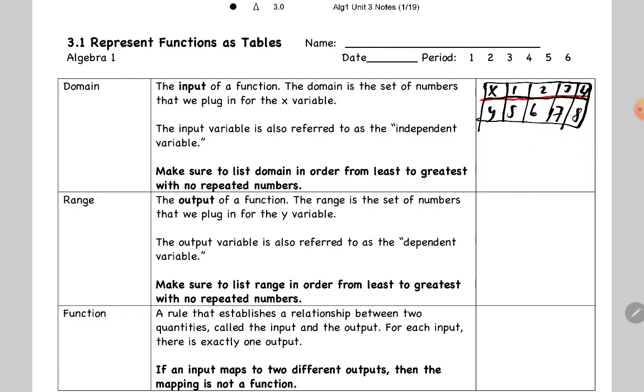Alright, so our domain is usually what we put in for our x variable. It is our input. So our domain for this one is 1, 2, 3, 4. It's things we put into the equation. These little squiggly brackets represent a set. So this is a set of 1, 2, 3, 4.